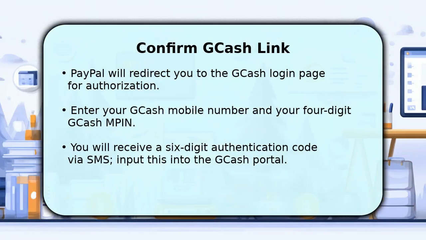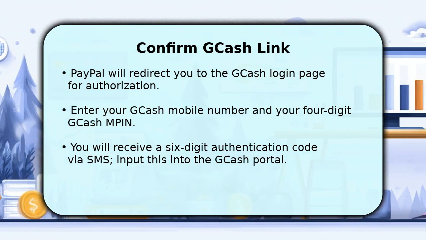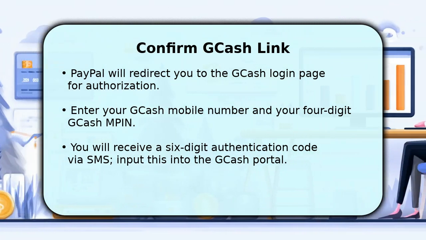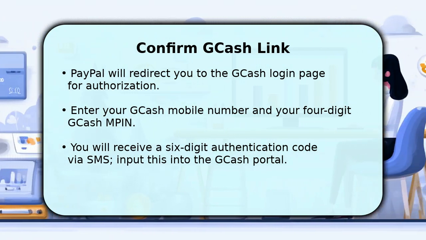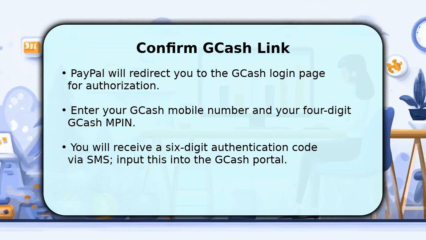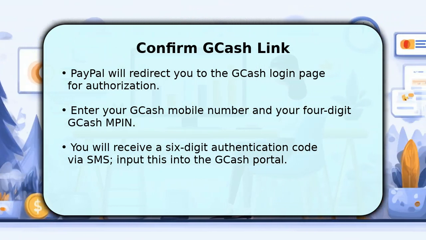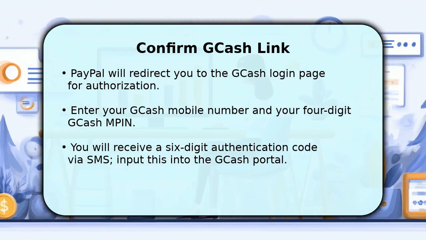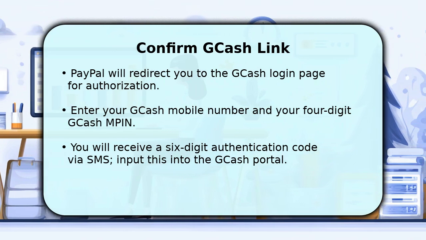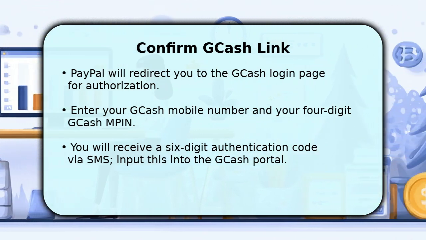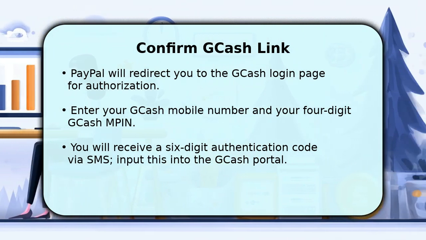After initiating the link, PayPal will redirect you to the secure GCash login page. Here, you will need to enter your registered GCash mobile number and your confidential 4-digit GCash MPIN to proceed. Shortly after, you will receive a 6-digit authentication code via SMS. Carefully input this code into the designated field on the GCash portal. Finally, review the linking request in your GCash application and confirm it, securely establishing the connection between both services for your convenience.